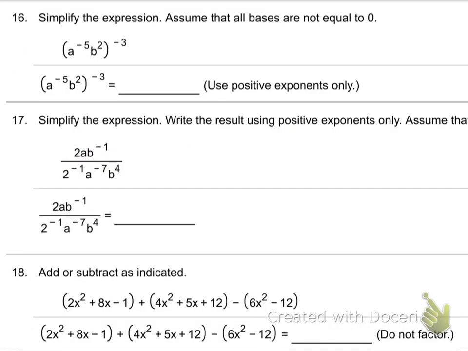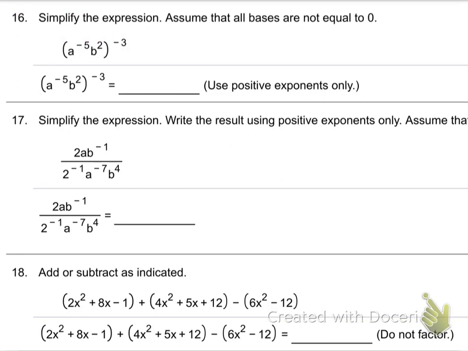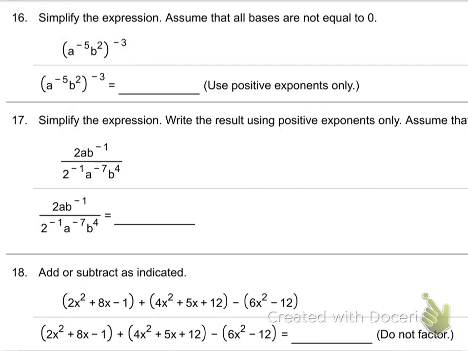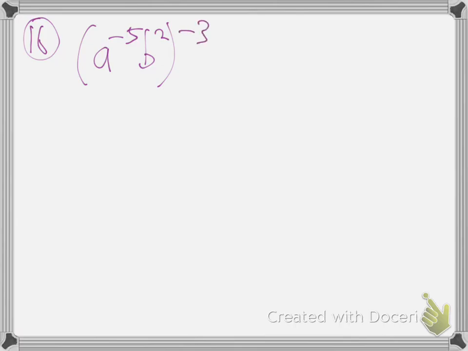Number 16. See what you remember about powers. Let me make that a little bigger for you. So number 16. A to the minus 5, b to the 2, all to the negative 3.